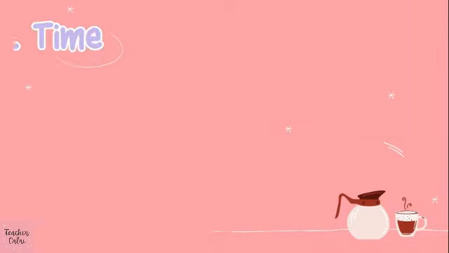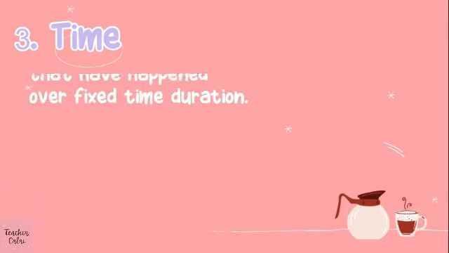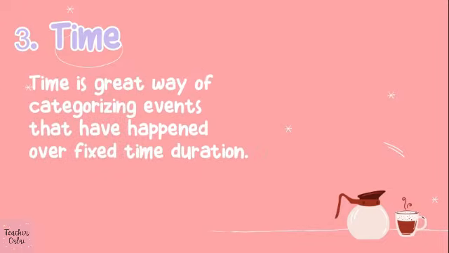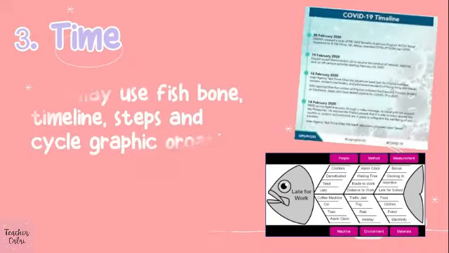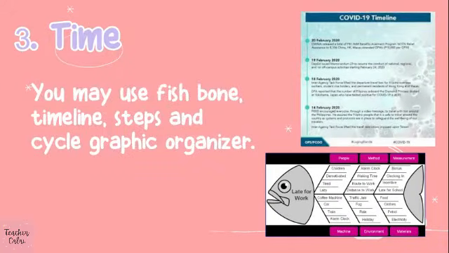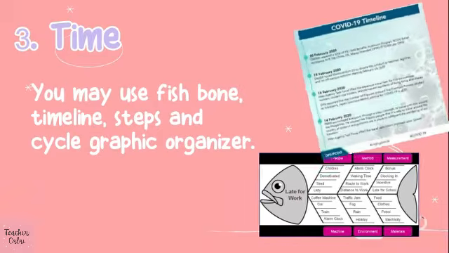Now let's proceed to the third one, which is time. Time is a great way of categorizing events that have happened over a fixed time duration. You may use fishbone, timeline, steps, and cycle graphic organizers.